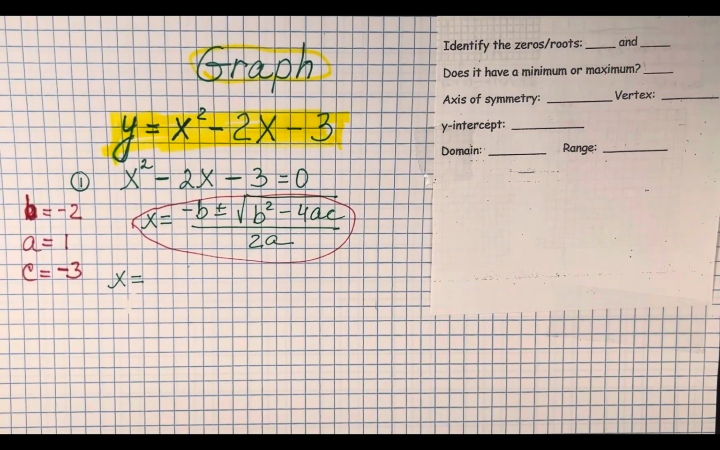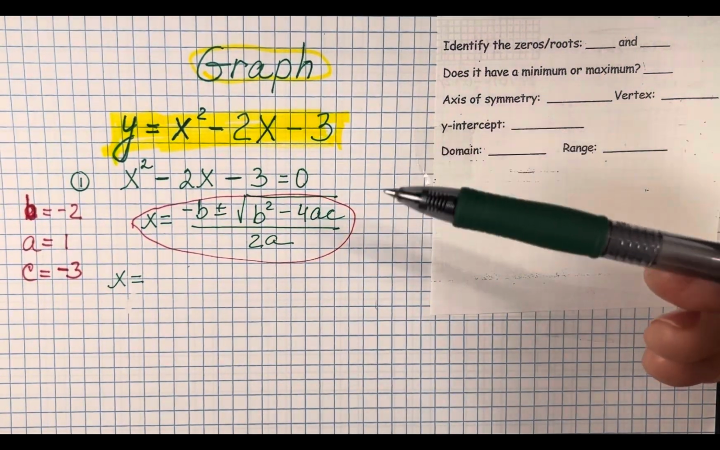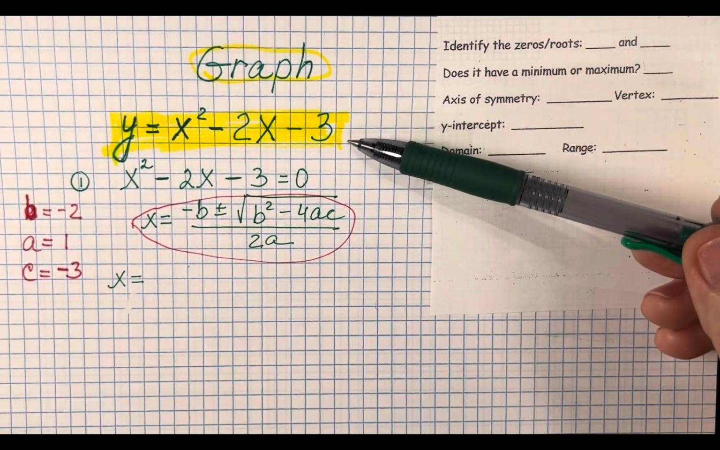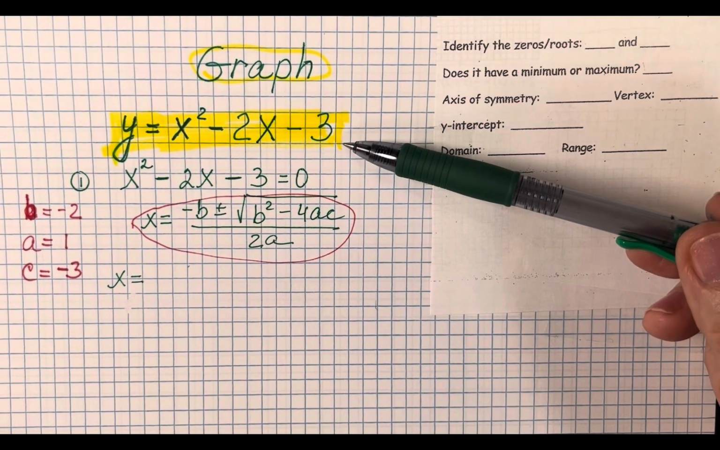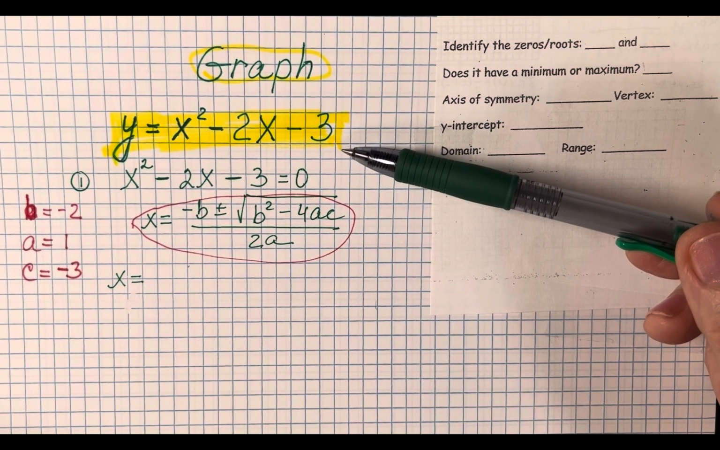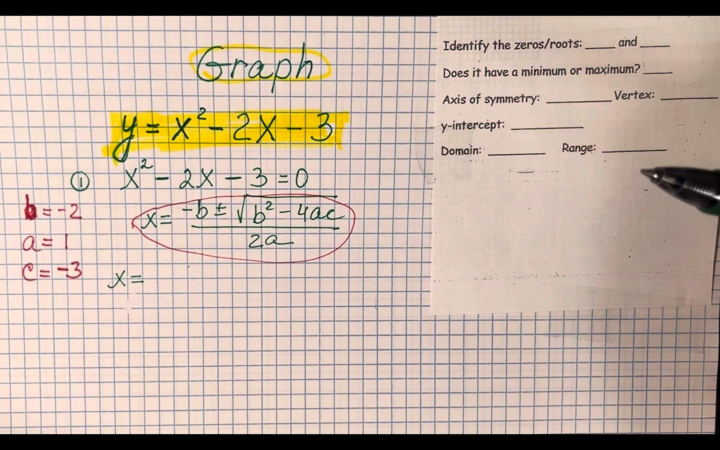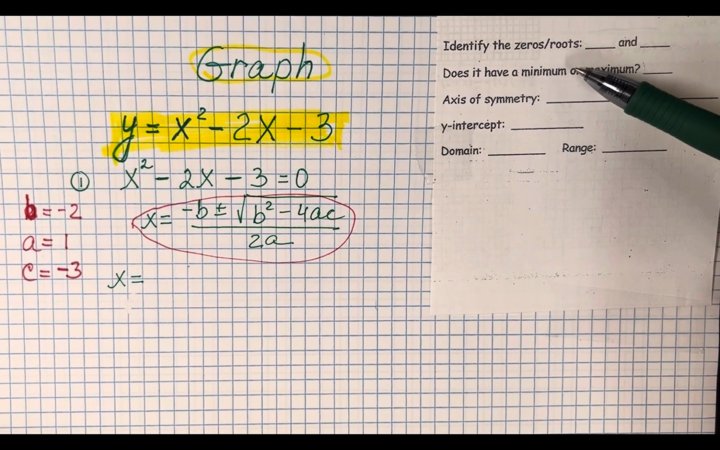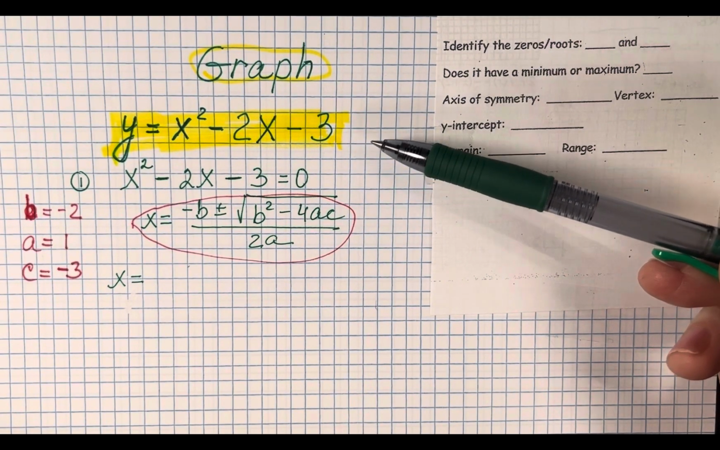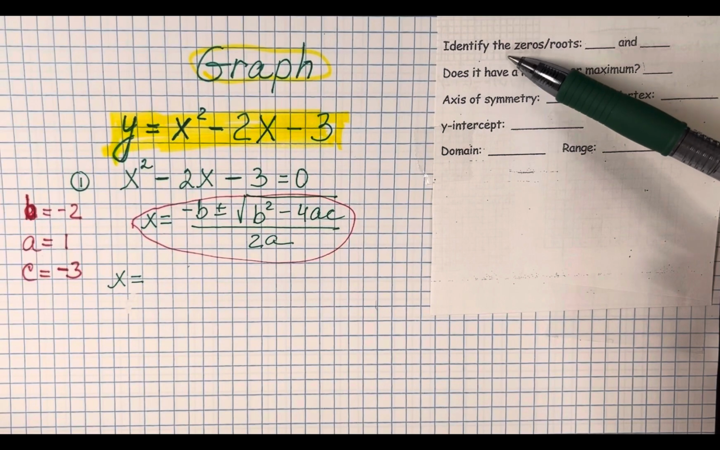With this example, we're going to practice how to graph a quadratic function given in standard form. We're going to work on this particular one. Before we start graphing, we need to find some values or take some steps. First of all, we need to know what the zeros or roots of this function are. So let me just work on this one.